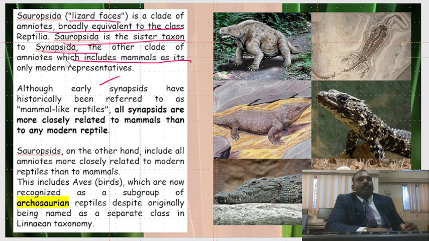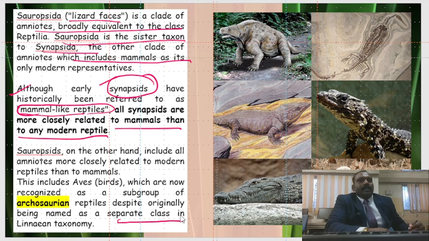Synapsida is the other clade of the amniotes, and it includes the mammals as its only modern representatives. Although the early synapsids have historically been referred to as mammal-like reptiles, all synapsids are more closely related to the mammals than to any modern reptiles. Sauropsids and the archosaurian reptiles were originally named as a separate class in Linnaean taxonomy.